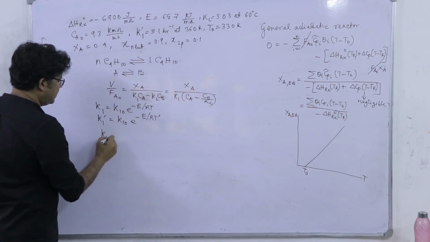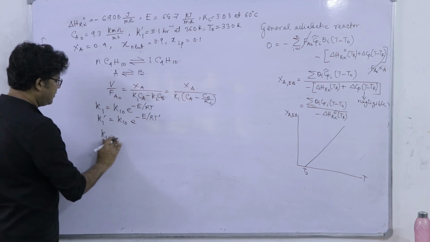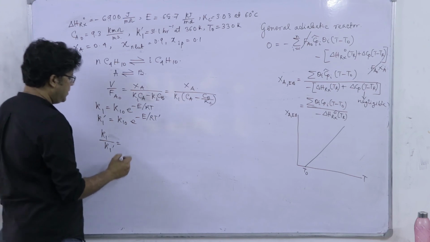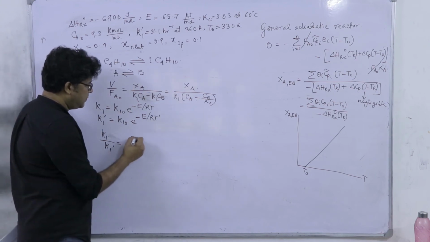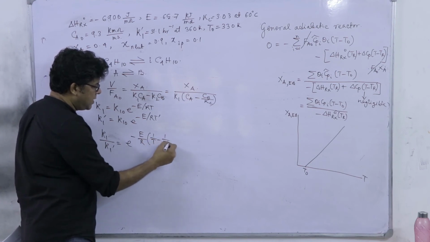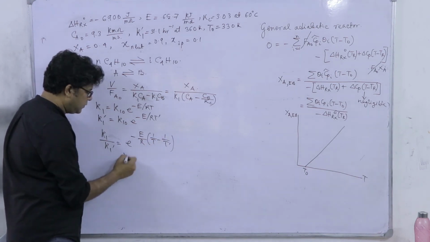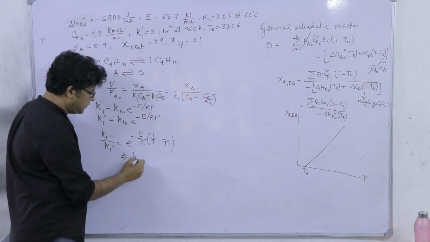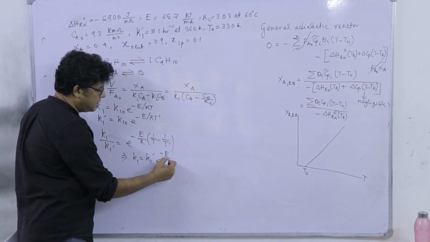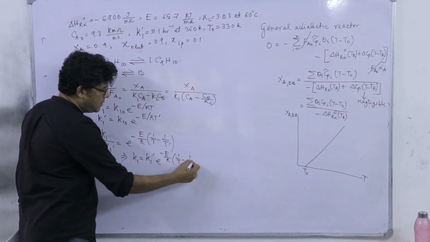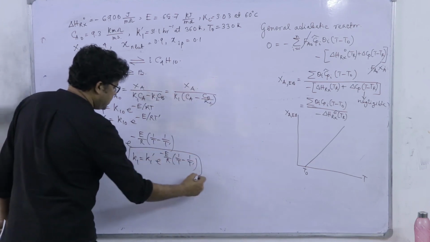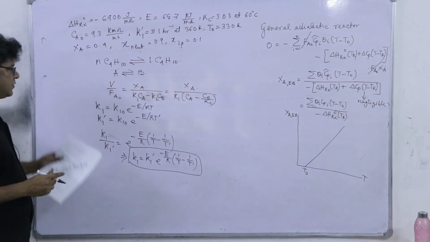So, if we have a ratio, K1 by K1 prime is equal to e to the power minus E by R within bracket 1 by T minus 1 by T prime. So, excluding this pre-exponential factor, we can write K1 is equal to K1 prime into e to the power minus E by R 1 by T minus 1 by T prime. So, that is our temperature and rate constant relation.